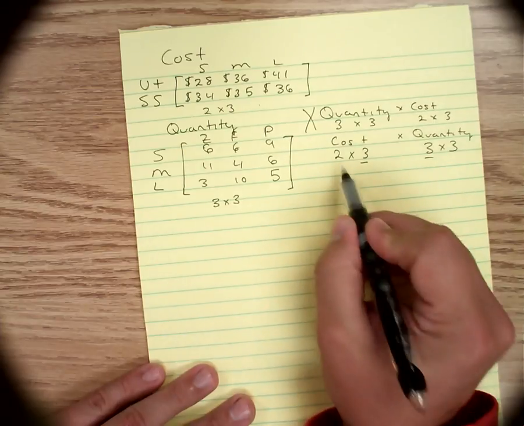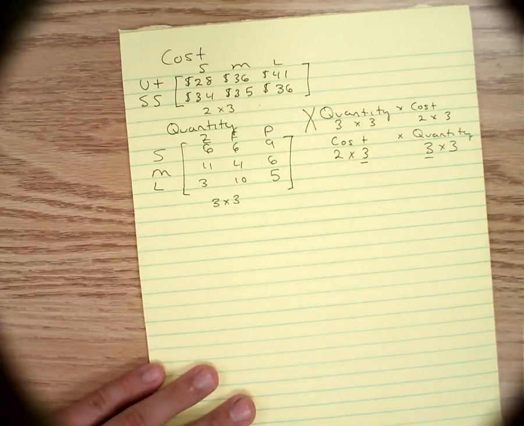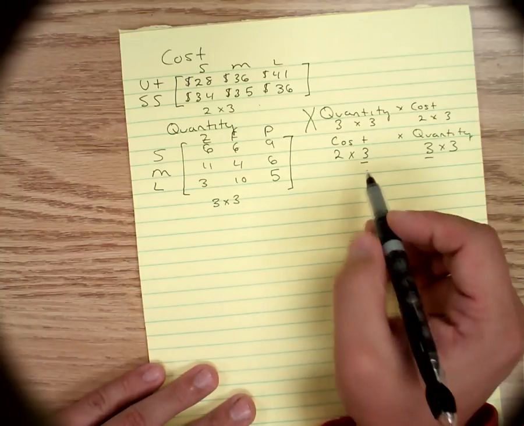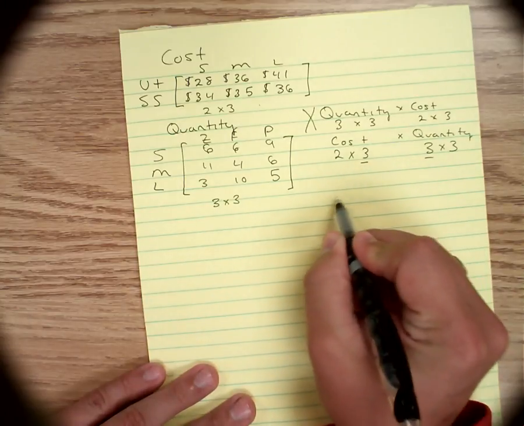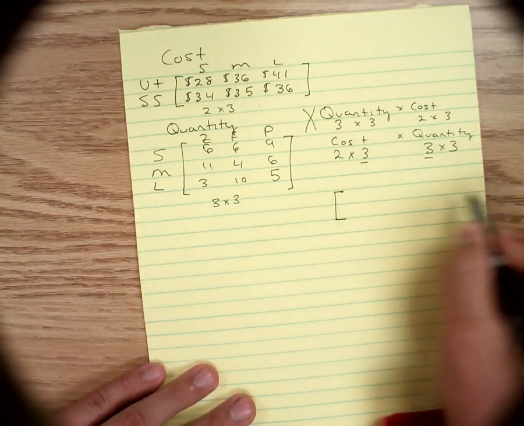Okay, and the resulting matrix. The resulting matrix had 2 rows and 3 columns.